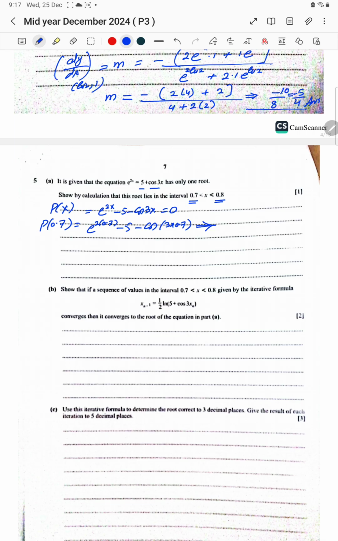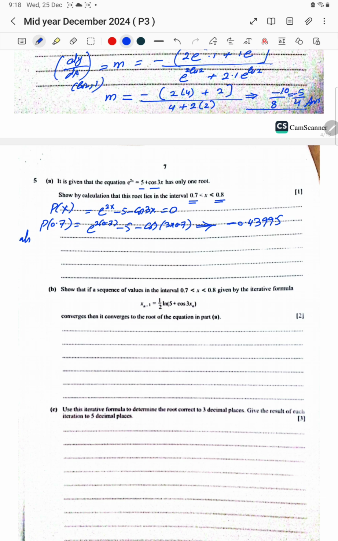Here the important point you need to keep in mind is that 0.7 and 0.8 are values in radians. So the cos angle must be in radians. It's better to change the mode of the calculator to radians. We will get the answer minus 0.43995. That means a negative result here.